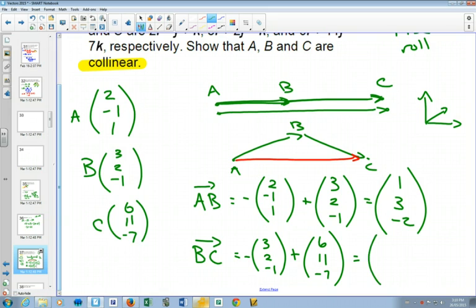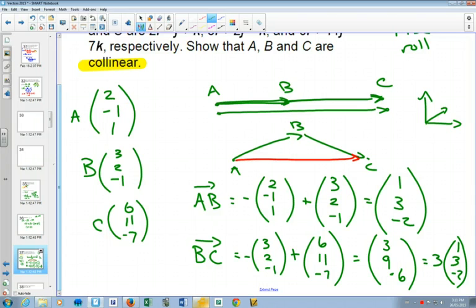And we get 3, 9, negative 6. Those numbers are different, though. How do we know that they have the same 3-dimensional slope? We could divide them by 3. And then we notice that we just have a multiple of what we had before.